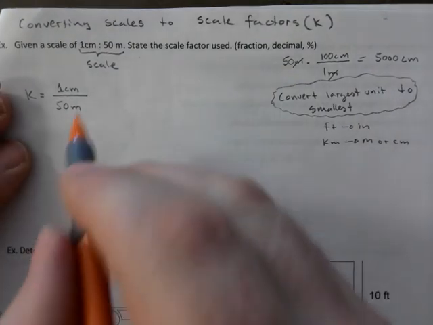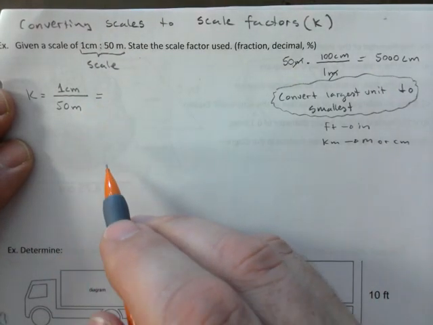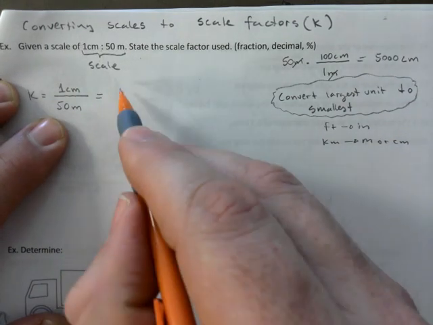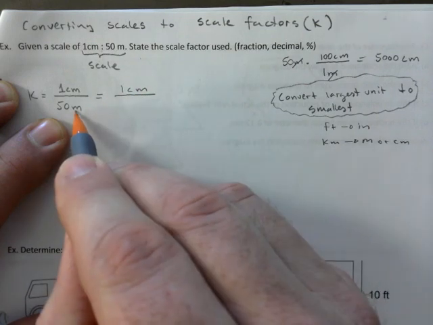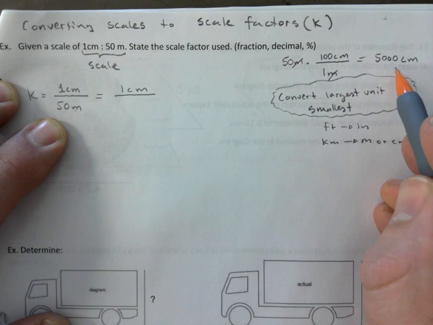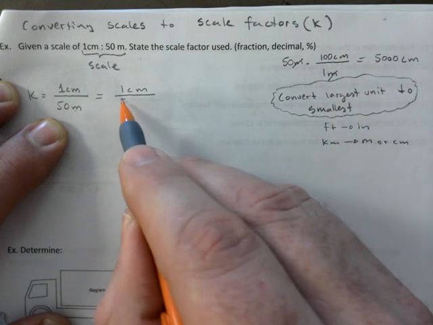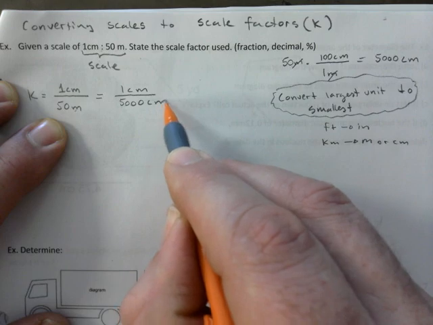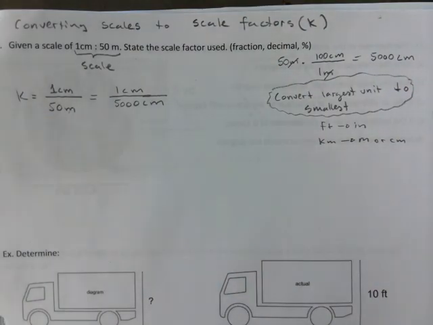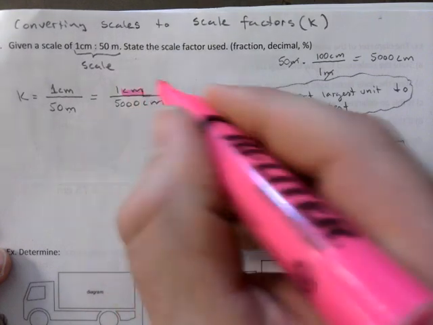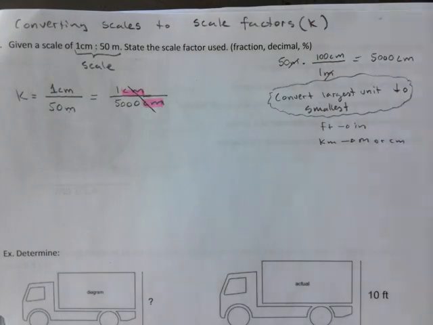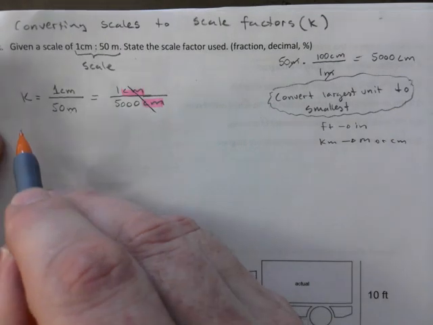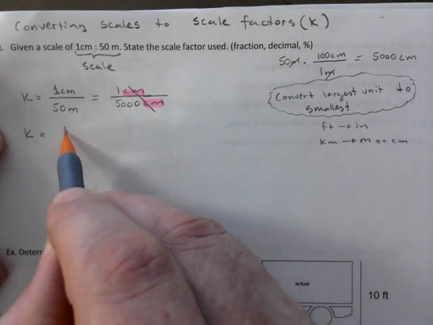It's not like it has to be, because it will still be correct if you just convert and have the units the same. So I can now say 1 centimeter on top, and instead of 50 meters, I will just replace it with 5,000. Now you can cancel out units. You've achieved what you wanted to. And so k is equal to 1 over 5,000.